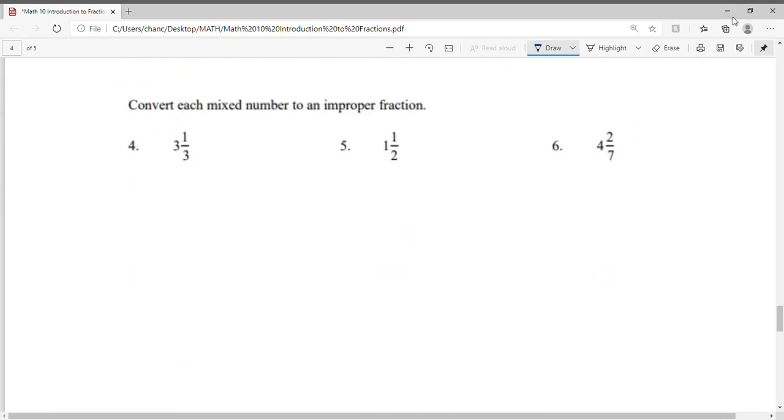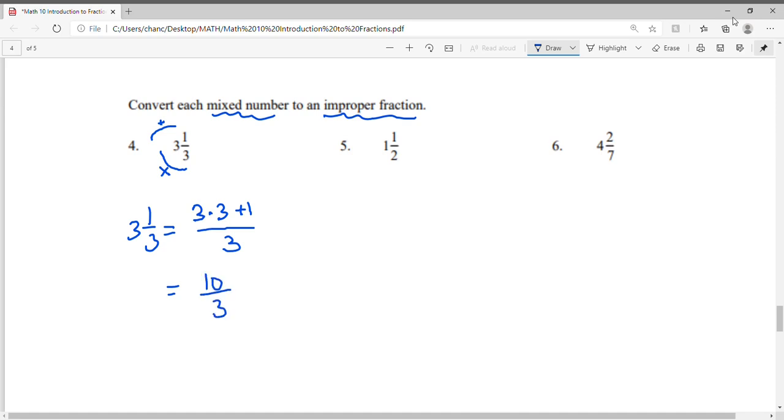In question 4, 5, and 6, I want to convert each mixed number to an improper fraction. Now the best way to visualize it is to look at our previous drawing and count all of the parts. But sometimes it takes too long to count the parts, so let's use a different trick. This trick is to multiply the 3 times 3 and then to add the 1. We know 3 and 1/3 is equivalent to 3 times 3 plus the 1 divided by the original denominator. And this can be simplified to 10 over 3.